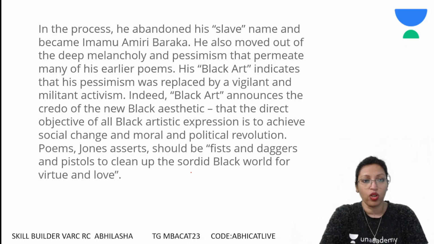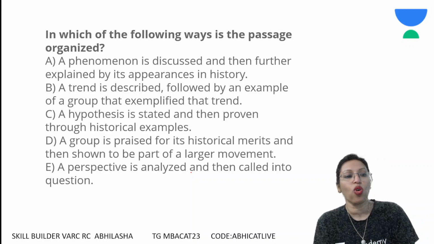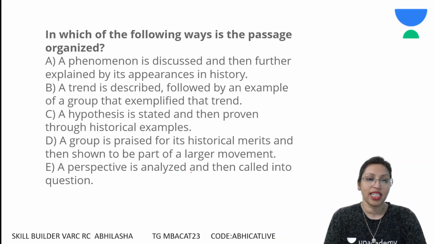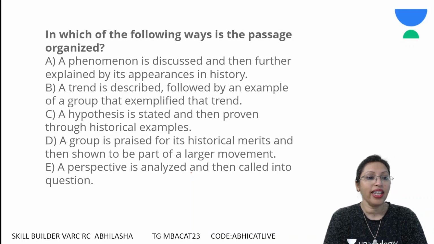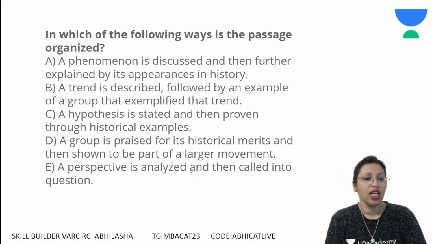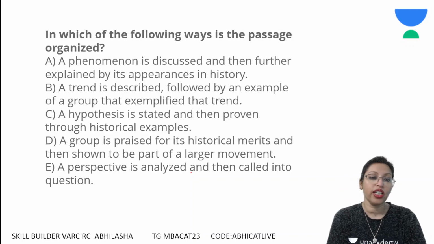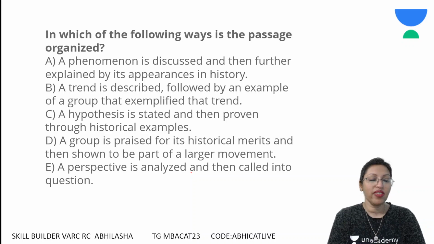Okay, so all right. In which of the following ways is the passage organized? A phenomena is discussed and then further explained by its appearances in history. A trend is described followed by an example of a group that exemplified that trend. A hypothesis is stated then proven through historical examples. A group is praised for its historical merits and then shown to be a part of a larger movement, and a perspective is analyzed and then is called into question.